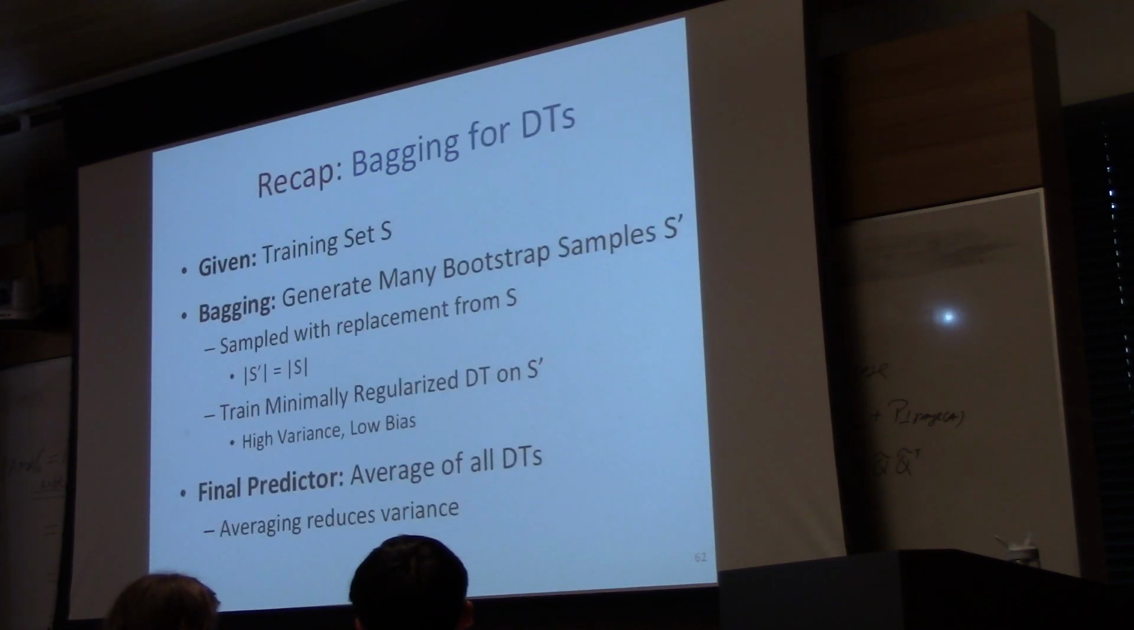So here's how it basically works. It's very simple. We're given a training set. We generate many bootstrap samples S prime from this training set. These are samples with replacement from S. The size of S prime is equal to the size of S. There are often duplicates of S in S prime because it's sampled with replacement. And then we train a relatively minimally regularized decision tree on S prime, so it has high variance, low bias. And then we average. That's bagging. That's bagged decision trees, or bagging for decision trees.